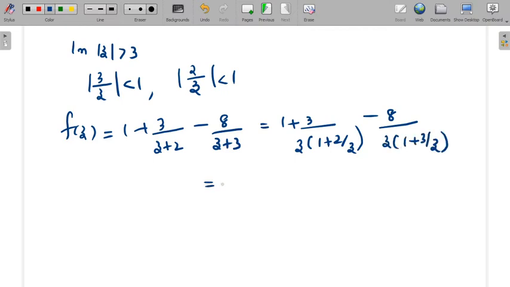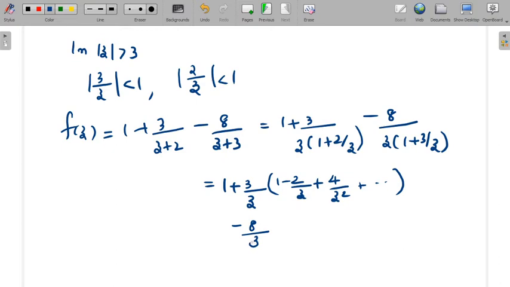Now just write the series. All terms will be in negative powers of z. So 3 by z into 1 minus 2 by z plus 4 by z square plus etc. minus the second function becomes 8 by z into 1 minus 3 by z plus 9 by z square, etc.